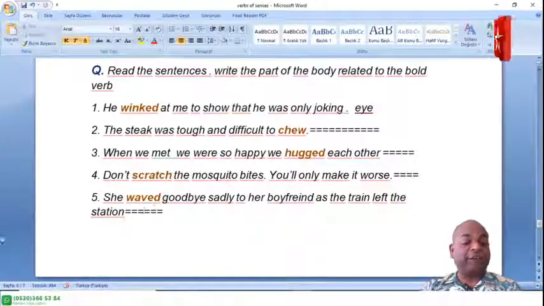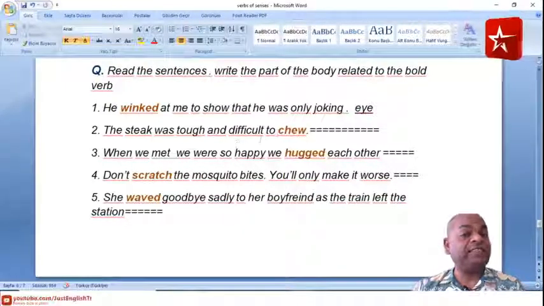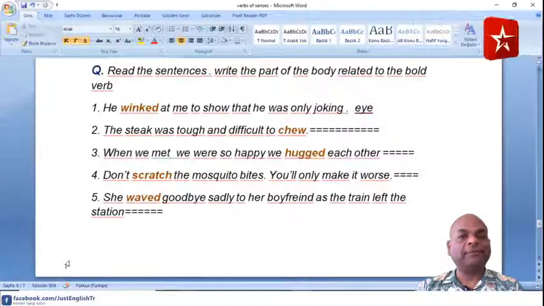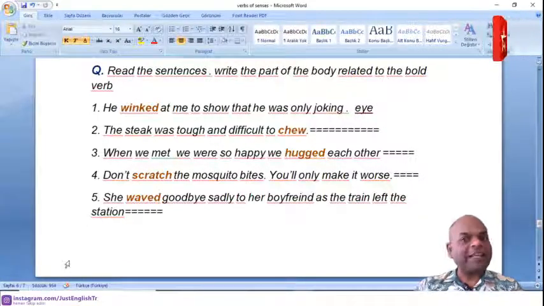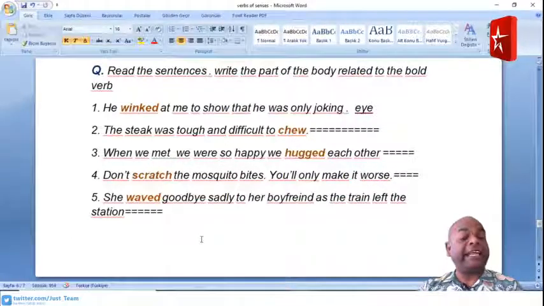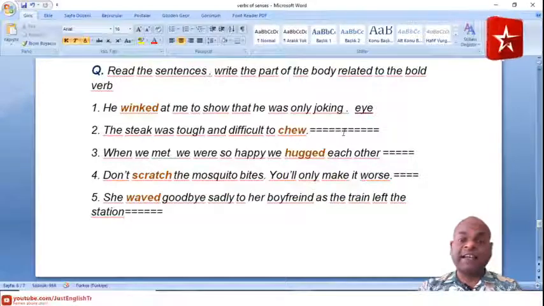Let's do it together. The steak was tough and difficult to chew. Now, if you don't know what's chew, it's like this. Alright, now that's called chew. The steak was tough and difficult to chew. So, what part of the body comes there? Asma says teeth. Well done.